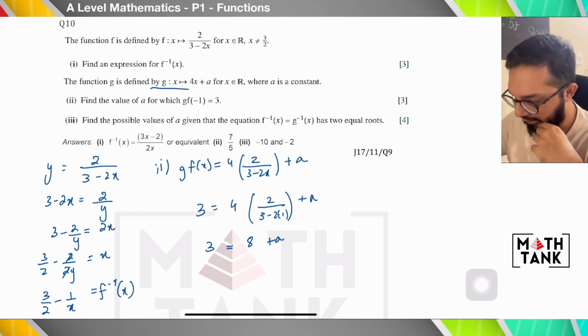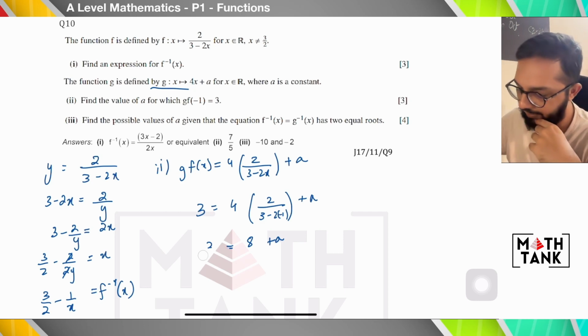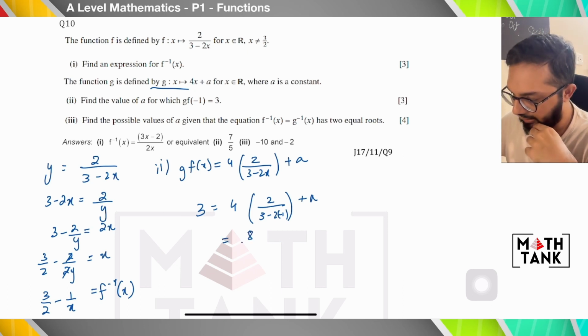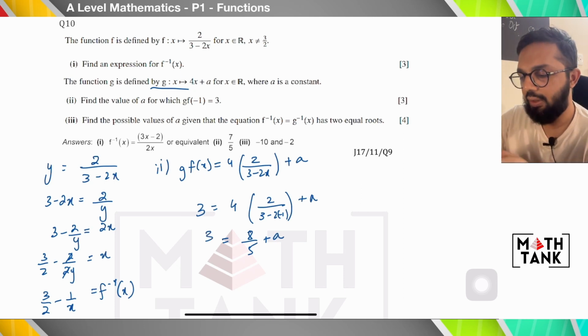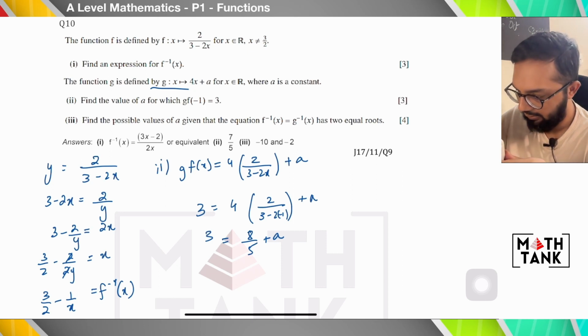Okay, that's f of minus 1. Yeah. So that gives me 8 over 5 plus a equals 3. 3 minus 8 over 5 gives me 7 over 5. Yeah, that is the correct answer.